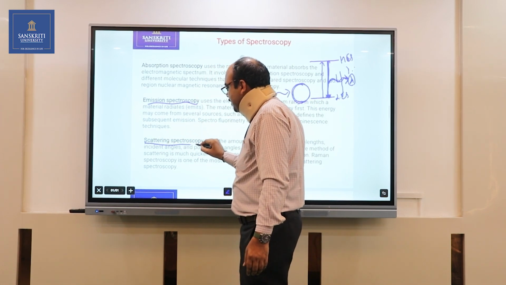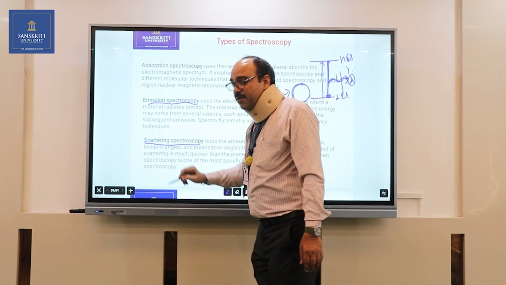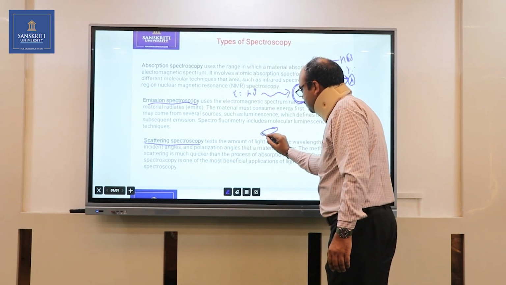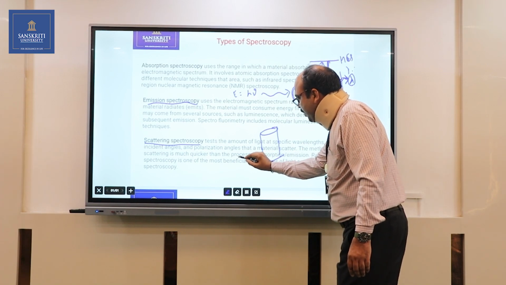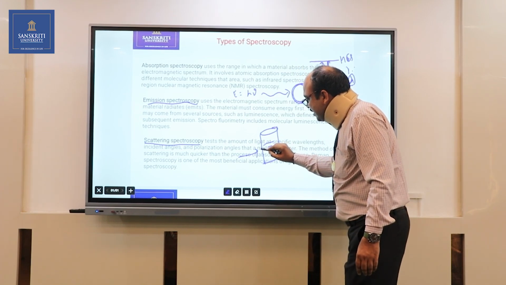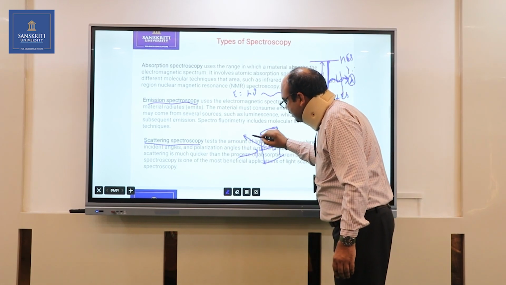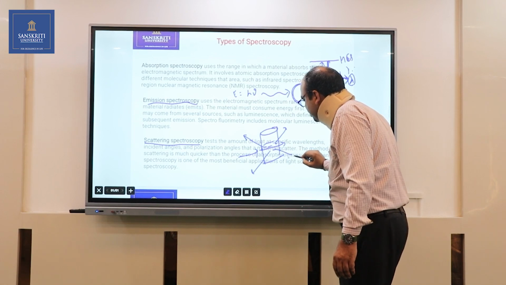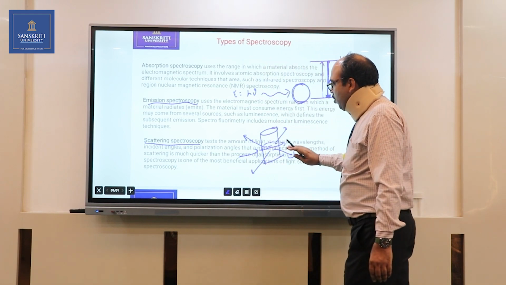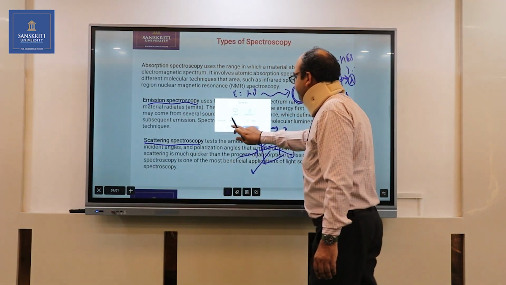If we talk about scattering spectroscopy, the scattering phenomenon was first suggested by Dr. C.V. Raman. He told us that when we take a material, suppose in a cell, and pass a radiation through the solution, the radiation is absorbed by the material, but it is also scattered in all directions. That was first suggested by Dr. C.V. Raman. So on this basis, we can say there are three types of spectroscopy.